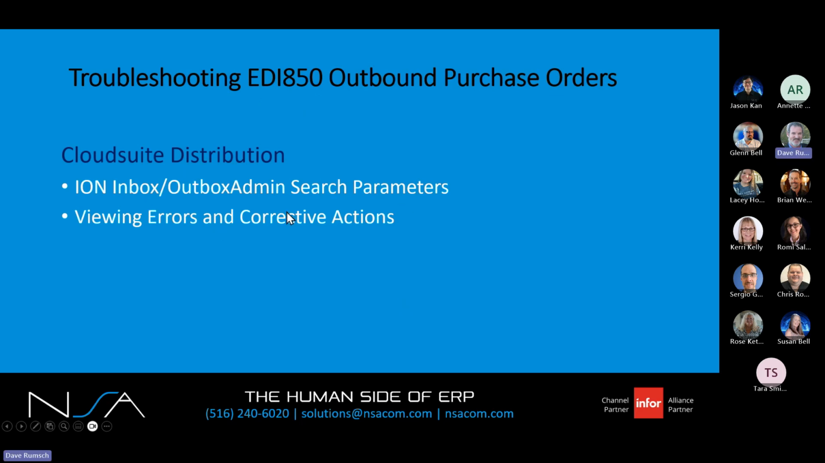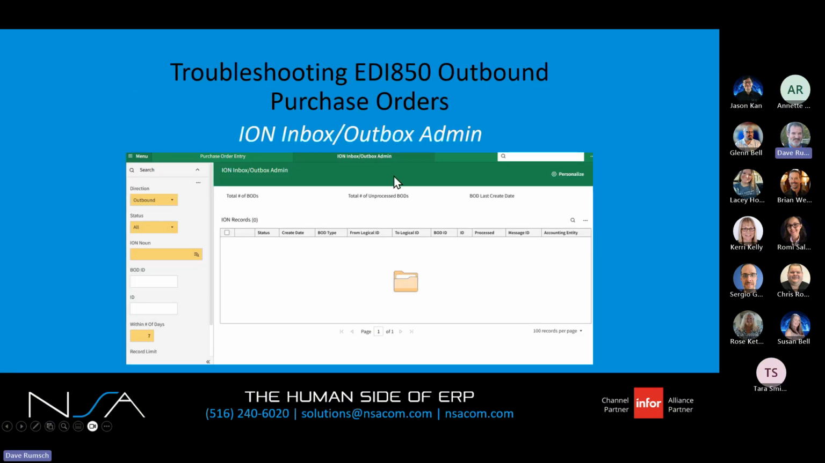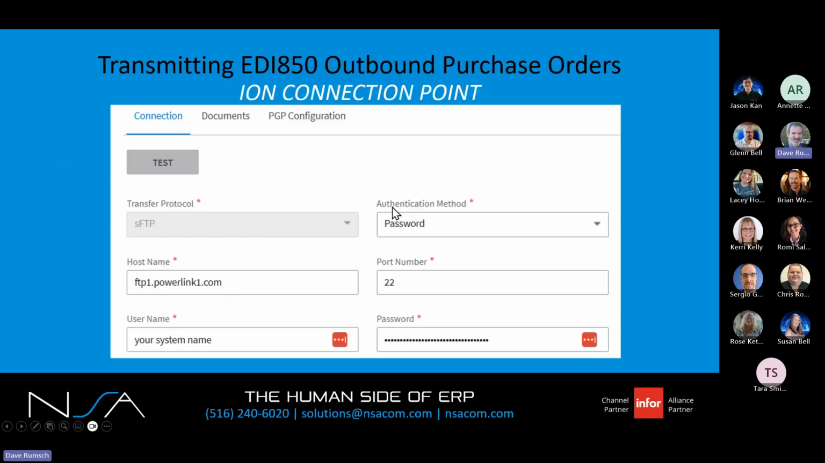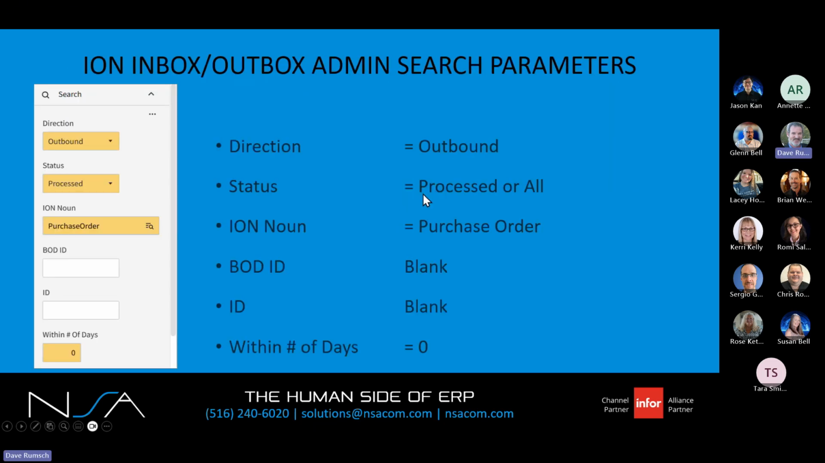So let's talk about the inbox outbox and how you can see what got sent to ION. When I go into the inbox outbox, the screen looks like this. And my parameters screen, I apologize, right there, will pop up. I'm going to move that in later on to the other place. I'm going to set outbound as my direction. I'm going to put my status equal to processed or all. Put my ION noun as purchase order. You'll have to do a lookup and select it to make it stick. You can't just type it.